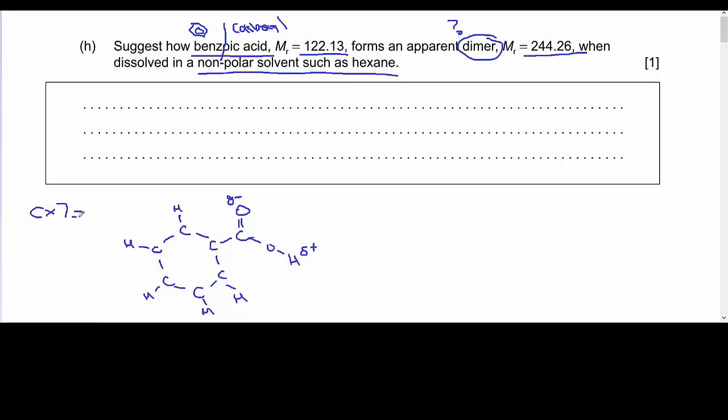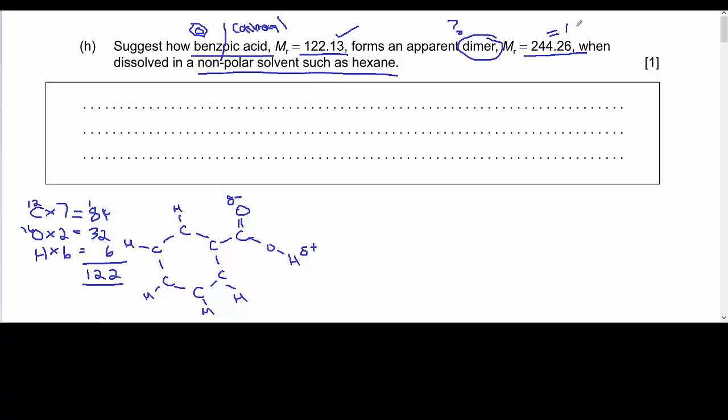So 7 carbons, so carbon's 12. So again, you could probably just skip this step. So that's 84. Oxygen, oxygen's about 16, so that's 32. And then count up the hydrogens. 1, 2, 3, 4, 5, 6. And so there's 6. Add all those together. It's about 122. We've done some rounding there. And so double 122 is 244, so that's about right. So it is 2 of them.